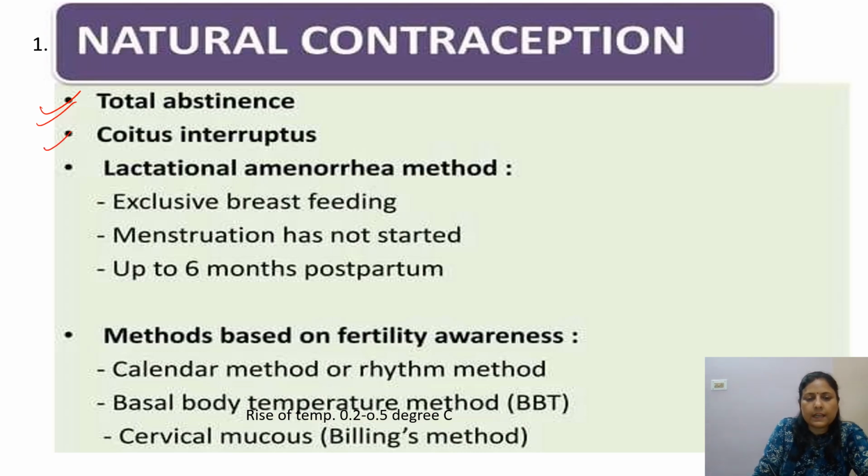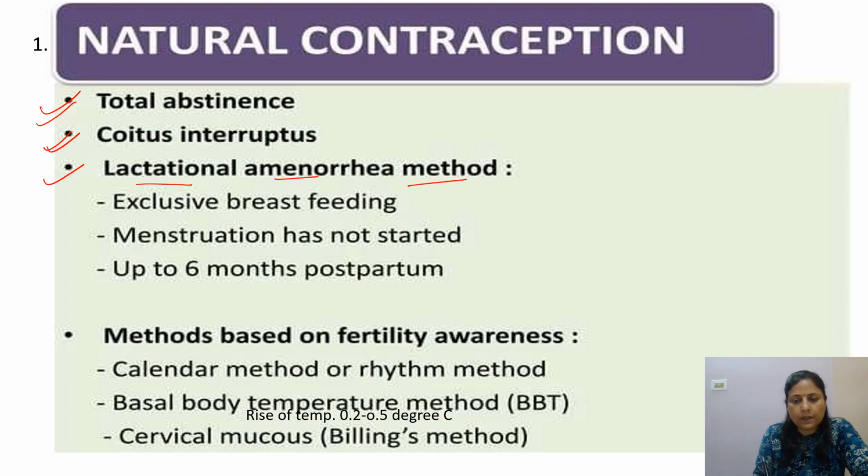Next, coitus interruptus. Coitus interruptus means that during coition the semen is prevented from entering the vagina. The next natural method of contraception is the lactational amenorrhea method.